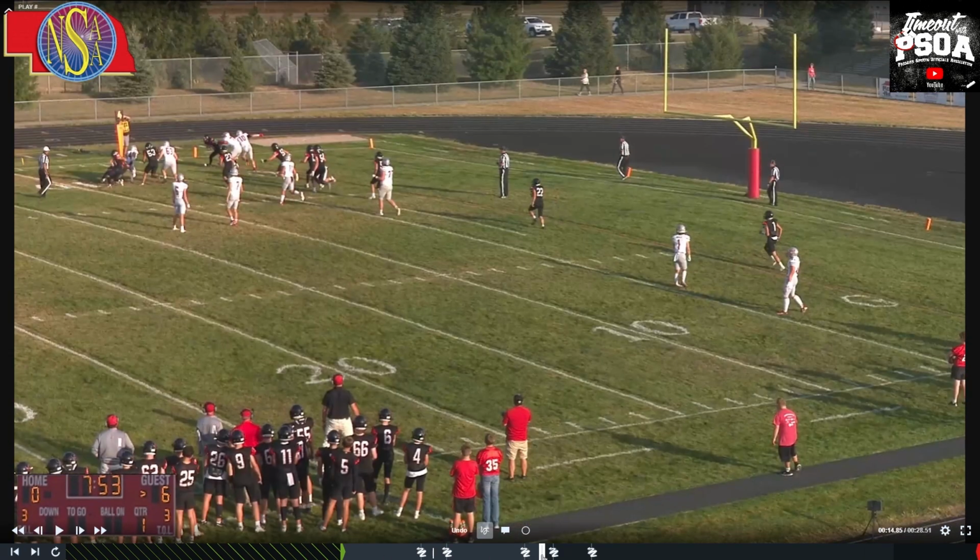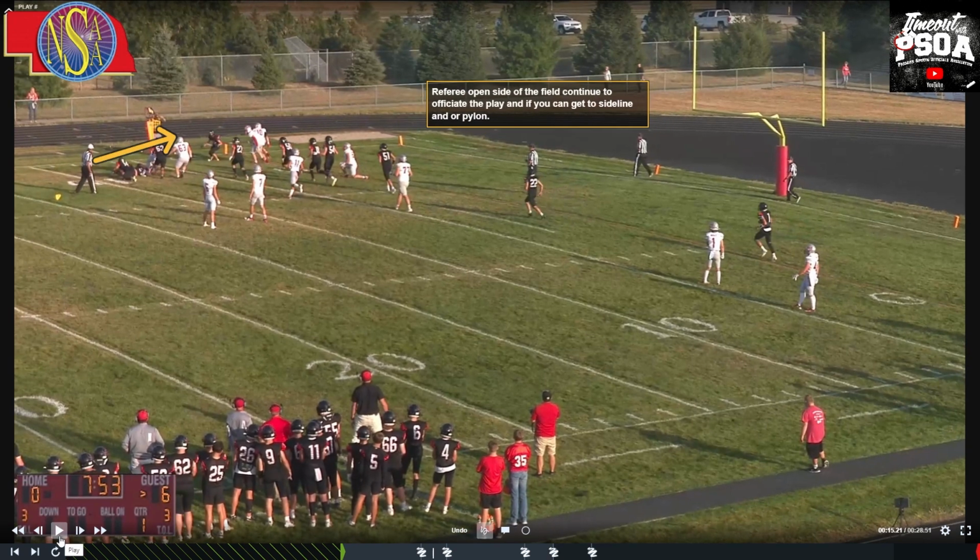And the other note here is this play went to the open side of the field. So referee, once you know that backward lateral is coming towards you, get wider. If you could get to the sideline, get to the sideline to rule inbounds, out of bounds. If you're able to cover that pylon, more power to you. All right, but you can't throw the flag and continue just to stay in the middle of the field on the open side of the field.